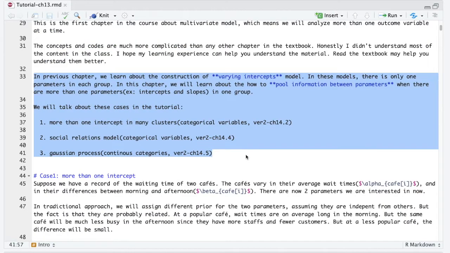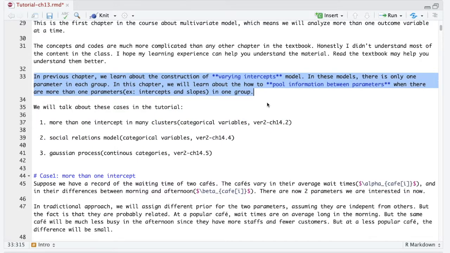In chapter 12, we learned about the construction of a varying intercepts model, or multi-level model. In these models, there is only one parameter in each group. For example, in the chimpanzee example, we have three different groups of effect: the block effect, the chimpanzee effect, and the treatment effect. However, within each group, there is only one kind of variable. Like we only estimate the different intercepts between different chimpanzees and different intercepts between different blocks.